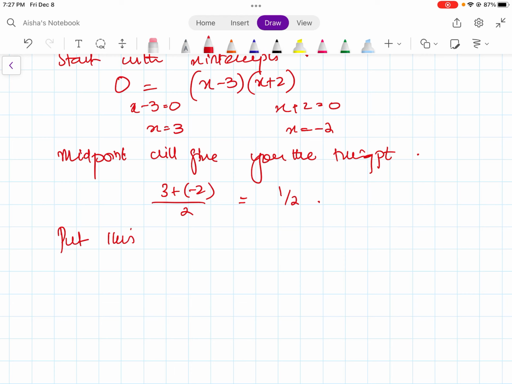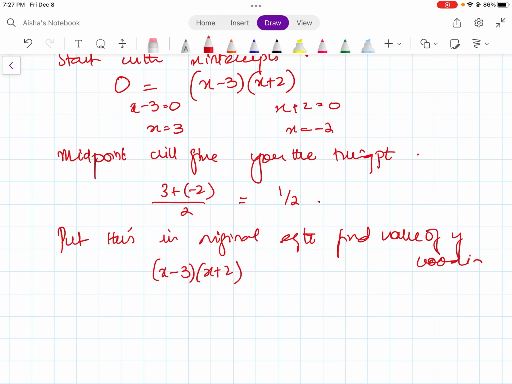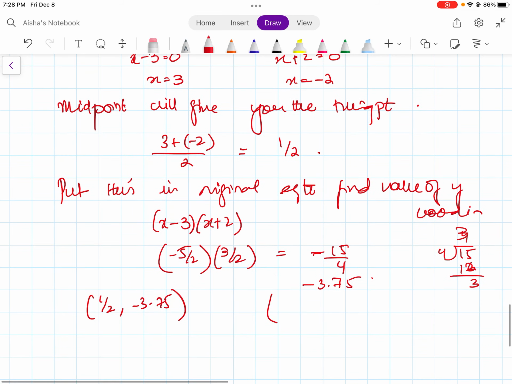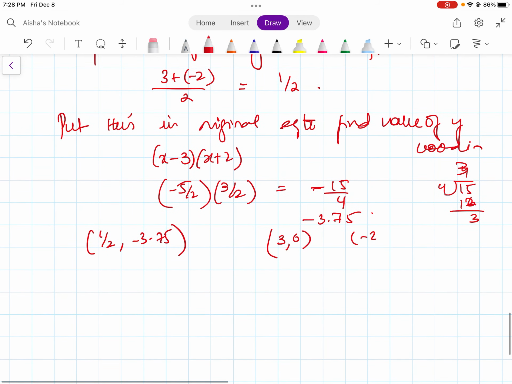Now put this in original equation to find value of y coordinate. The equation is x minus 3, x plus 2. Half minus 3 is minus 5 upon 2. Half plus 2 is 3 upon 2, gives you minus 15 upon 4, which is going to be around minus 3.75. So we have half comma minus 3.75. We have 3 comma 0, minus 2 comma 0. These 3 points to plot the quadratic graph.